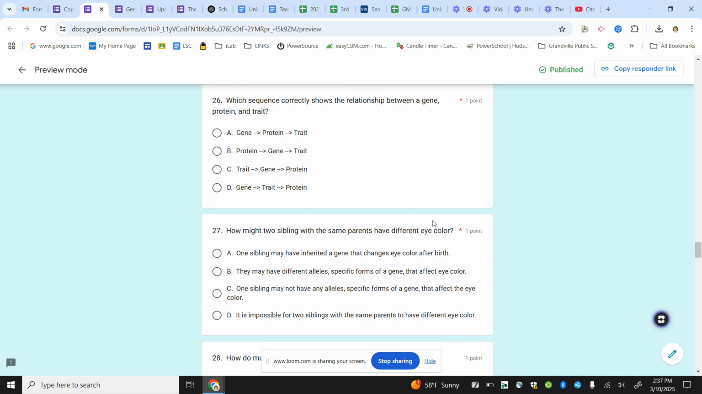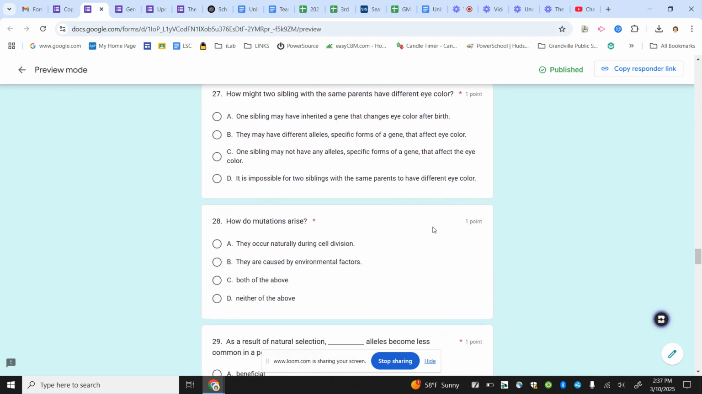Number 26, which sequence correctly shows the relationships between a gene, protein, and a trait? A, gene to protein to trait. B, protein to gene to trait. C, trait to gene to protein. Or D, gene to trait to protein.